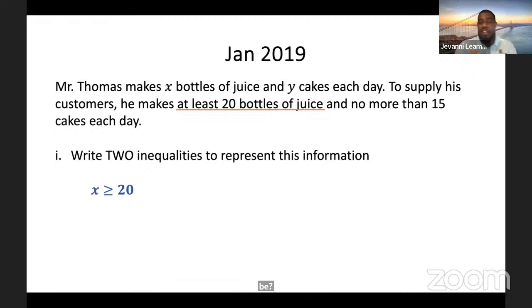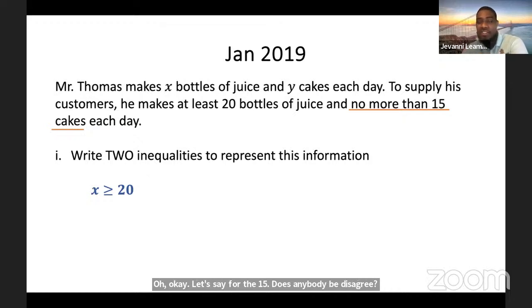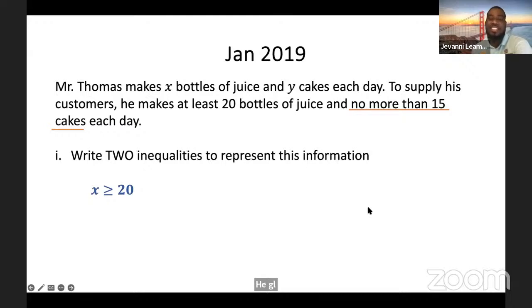What phrase should I underline? No more than. All right, no more than what? 15 cakes. No more than 15. All right, what would that inequality look like? Y is less than or equal to 15. Does anybody disagree? So you agree? Y is less than or equal to 15. All right, good. I've gotten at least four responses. So Y is less than or equal to 15.